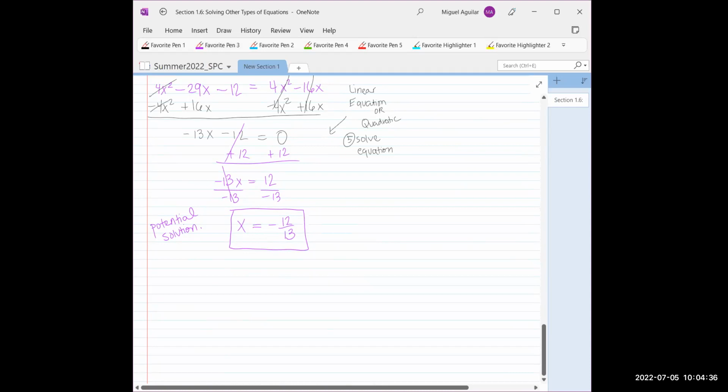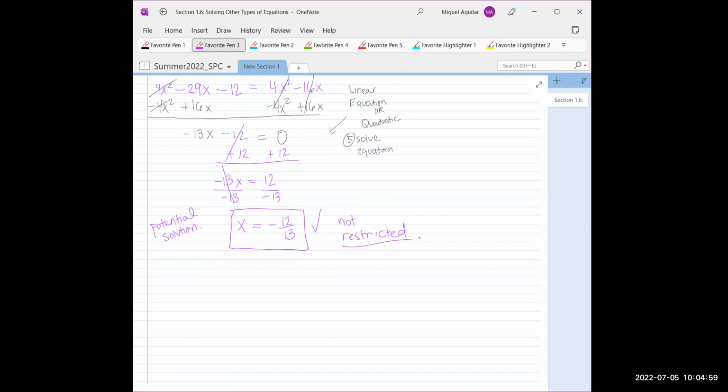No. That means that this solution is okay. This is not restricted. So we should be good. Again, there are certain situations that we'll get into where you solve the equation and then that's a restricted value. So if that's the case, then we're gonna have to throw those solutions away.